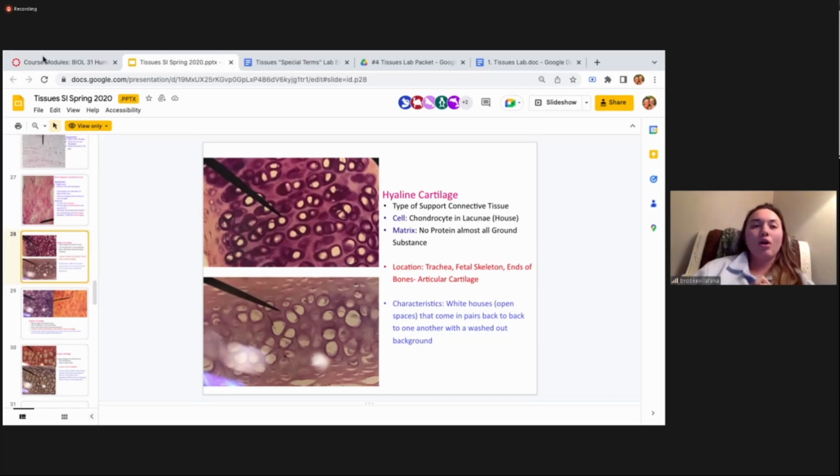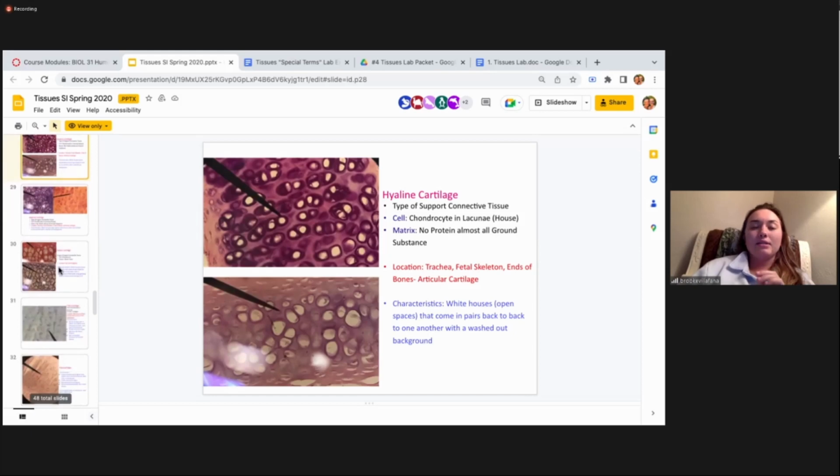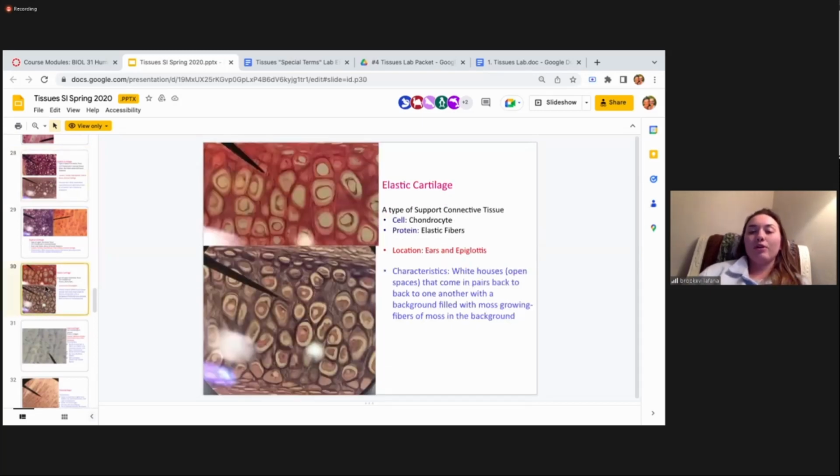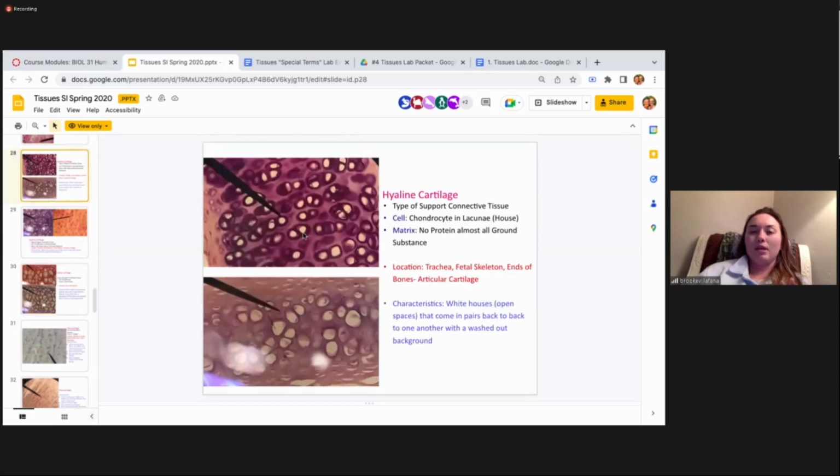So for hyaline cartilage and elastic cartilage, these are the other two types. To tell the difference between hyaline and elastic cartilage, what you're going to do is look at the background. Hyaline and elastic cartilage basically are very distinct. You guys are probably already seeing it. You see how we see these kind of weird looking white pairs of cells? These are our chondrocyte in the lacuna, the house. So the lacuna is the house for the chondrocyte, which is the cartilage cell.